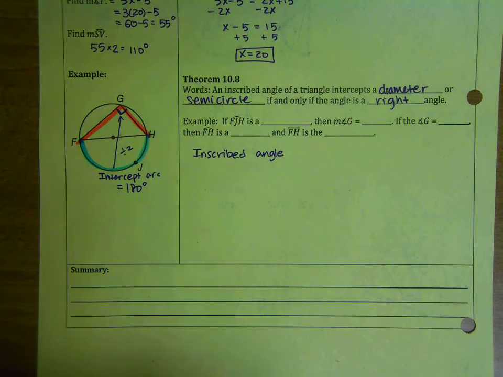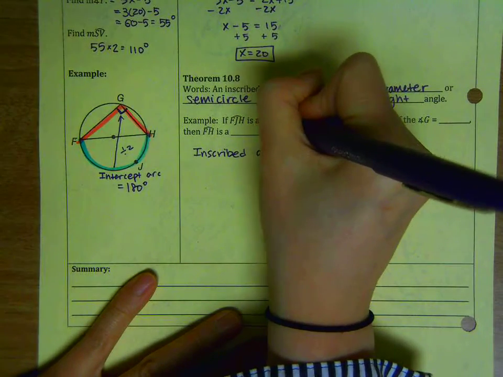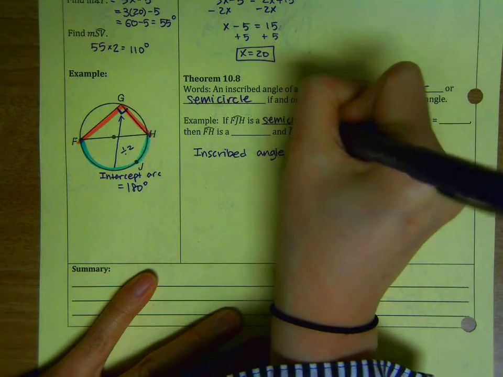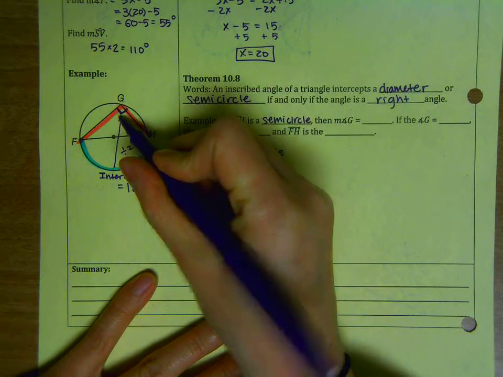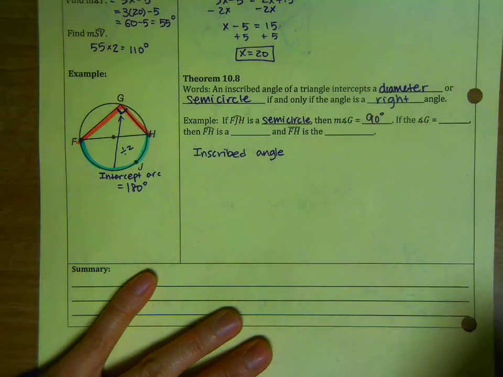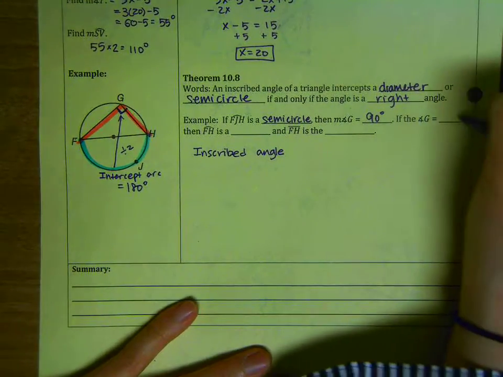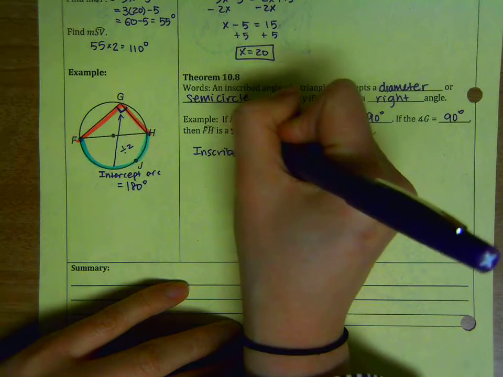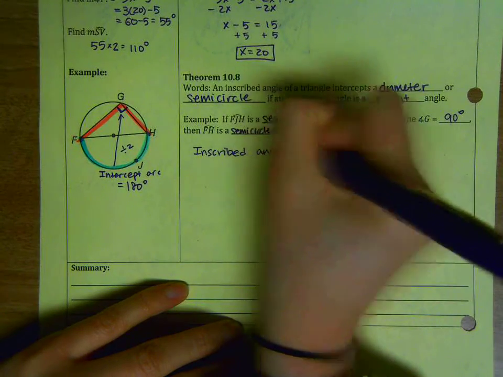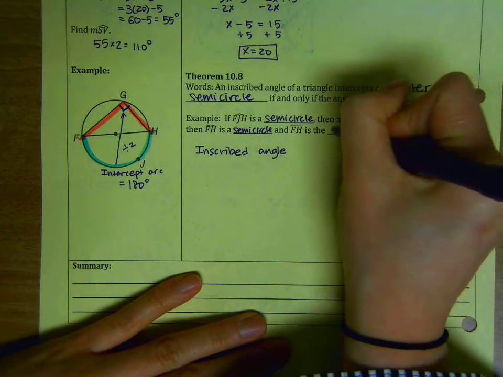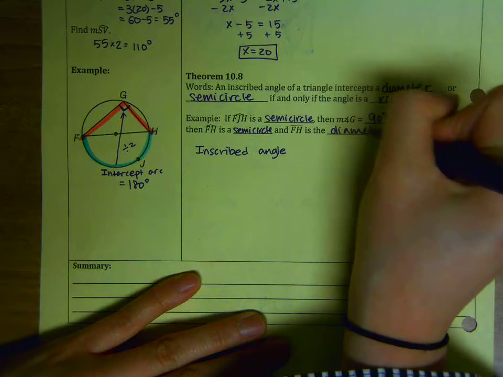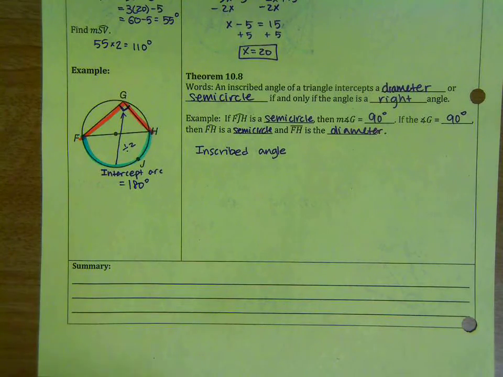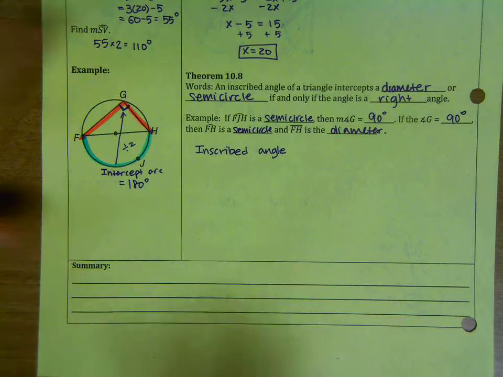So for example, FJH is a semicircle. Then angle G is how many degrees? It's 90 degrees. I'm going to flip the statements. If angle G is 90 degrees, FH is a semicircle, either directions, and FH is diameter. Okay?